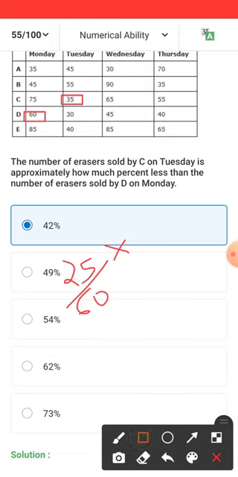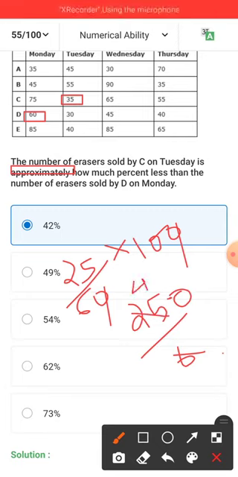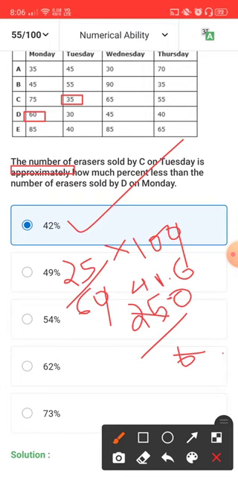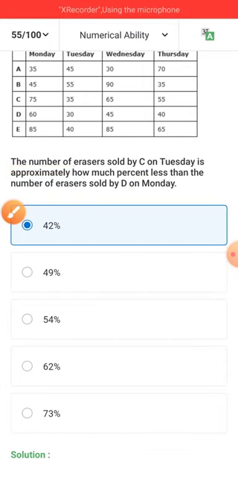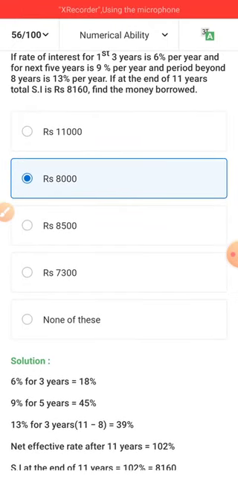We have to look at this number because approximately is a good indication. We need to find not the exact value. So 250 by 6, you can get 41.6. What is close to that? 42. You see, 41.6.